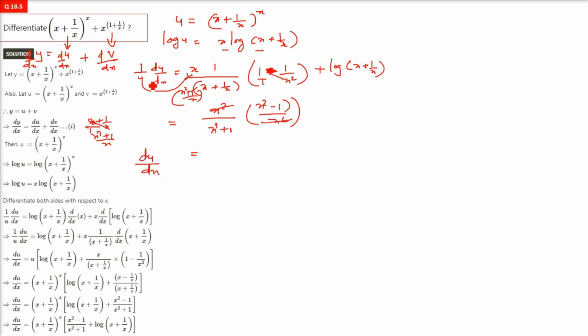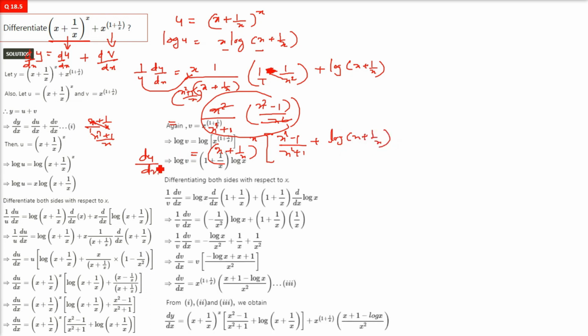So du by dx will be equal to (x plus 1/x) to the power x, which remains like that, the u. And what did we get inside? We got x square minus 1 divided by x square plus 1, plus log (x plus 1/x). Now this is du by dx. The second part is to find dv by dx, the differentiation of the second term. Let us do that and just add it to the result of the first term.